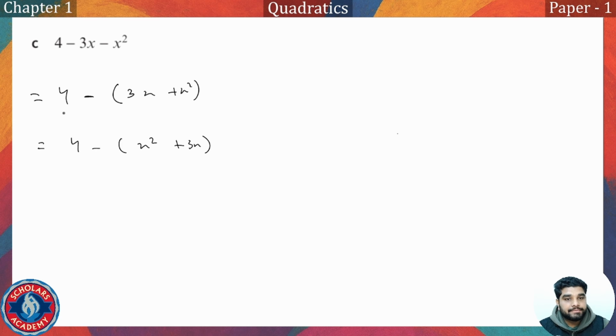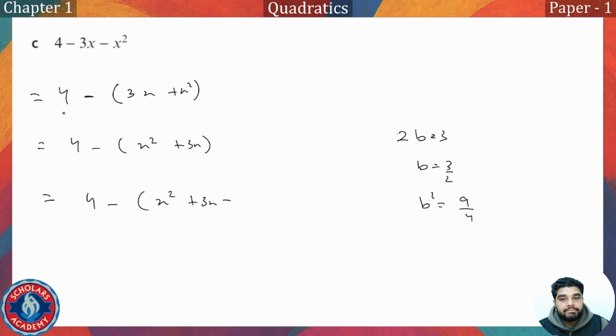Now 2b is 3. B is equal to 3 by 2. B square is equal to 9 by 4. We'll add 9 by 4 and subtract 9 by 4 to convert this into a whole square formula. We get 4 minus x square plus 3x plus 9 by 4 and minus 9 by 4, right?